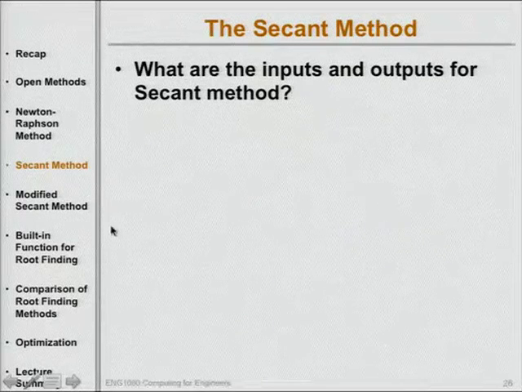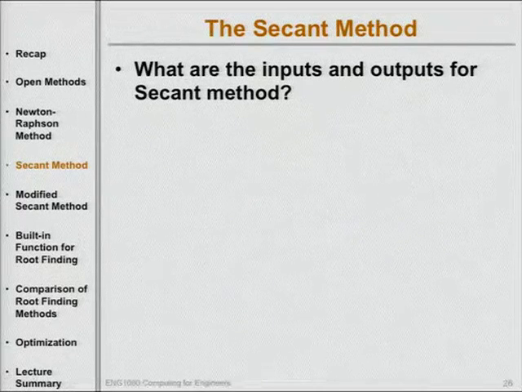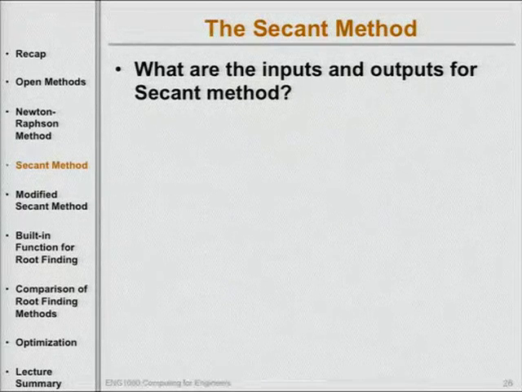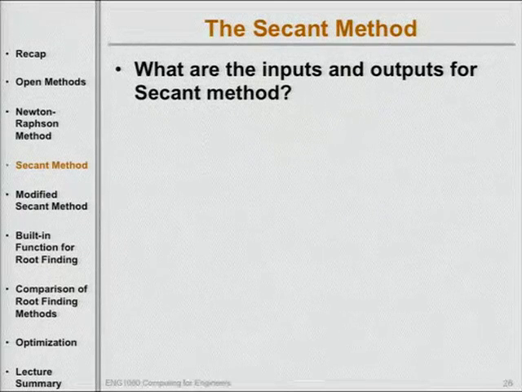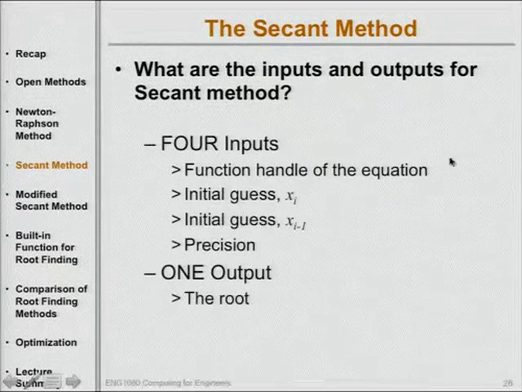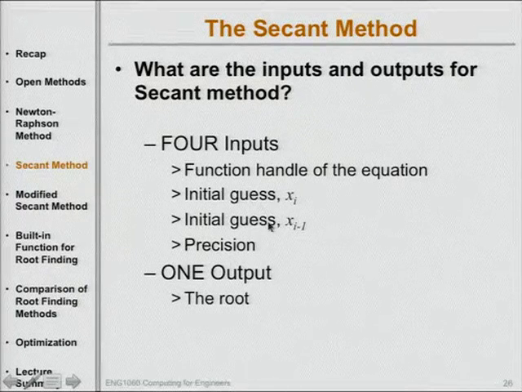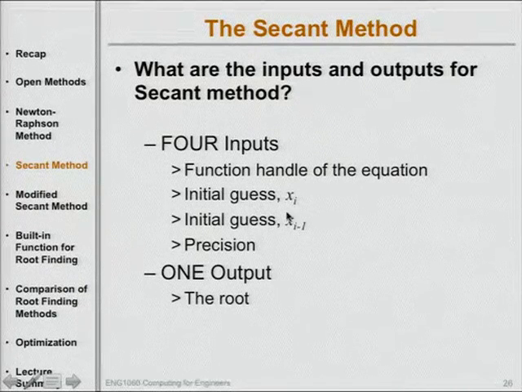So, a little bit different in terms of the inputs and outputs to the secant method, because we no longer have a function derivative. But how many input parameters do we need, do you think? 4. Yep, you bet. And so we still need the function handle, the equation. We now need 2 initial guesses. Okay, but there's no necessity for these to bracket the root.